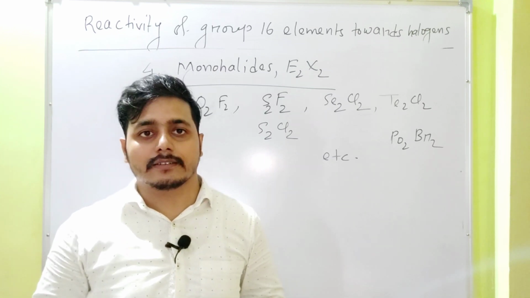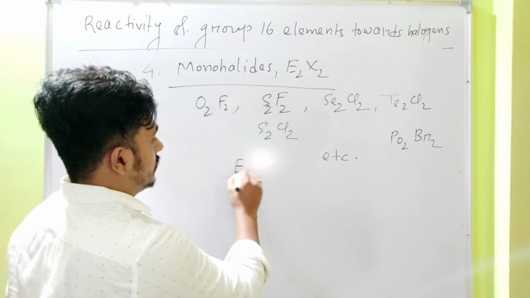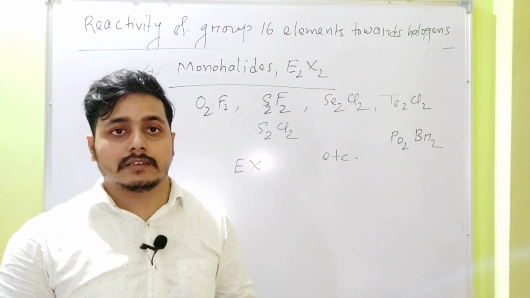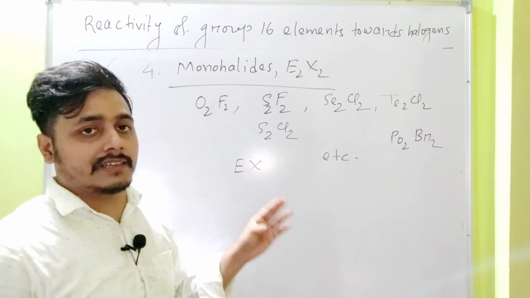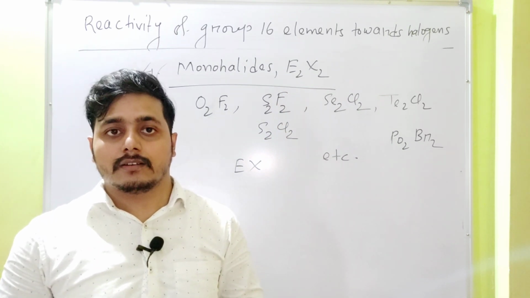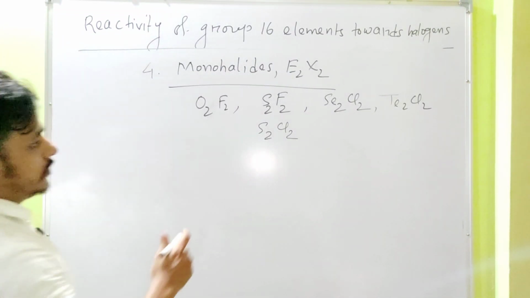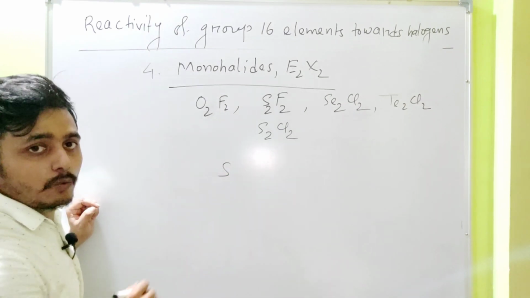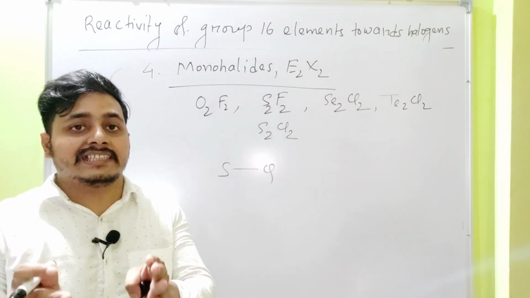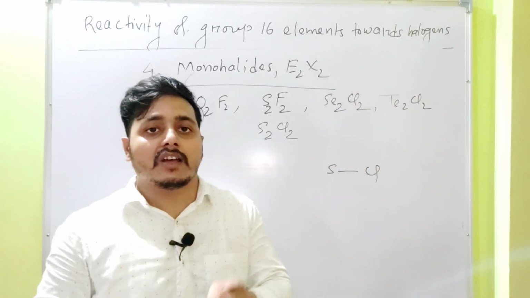You must be thinking the formula of monohalides should have been EX, but they are written as E2X2. They do not exist as EX, they exist as E2X2. Why does it happen? Let me explain. Suppose sulfur forms one bond with chlorine. Sulfur has 6 electrons in its valence shell.